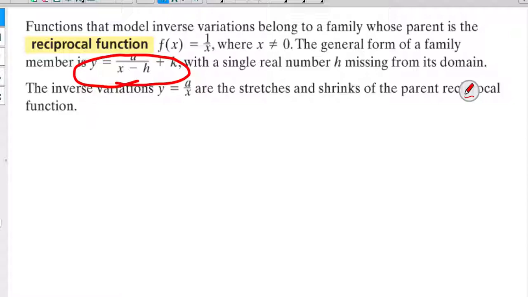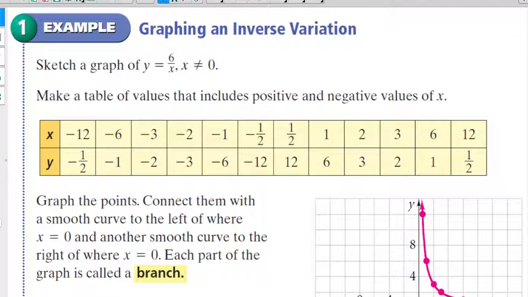The general form of the reciprocal function is right here, y equals a over x minus h plus k. A is going to be your shrink and stretch, and if it's negative, it reflects it across the x-axis. The h is your movement right and left, k is your movement up and down, right? We're going to see the h and k part in part 2. We're only going to see the part of a today. All right, so let's see our first example.